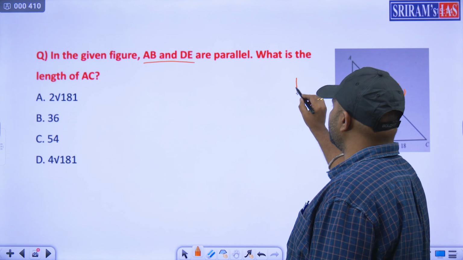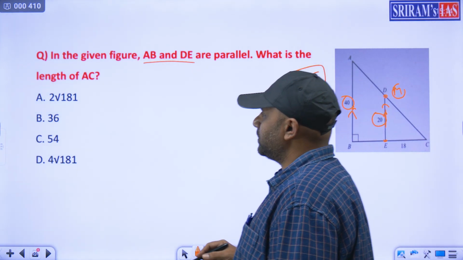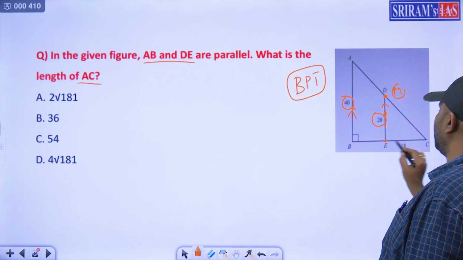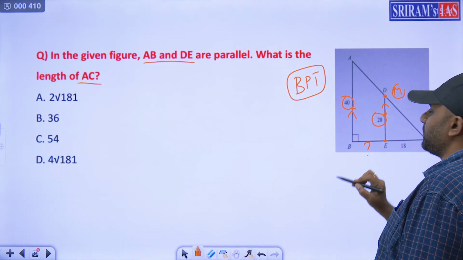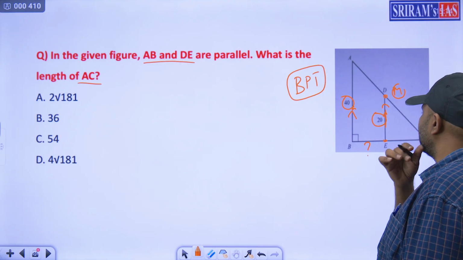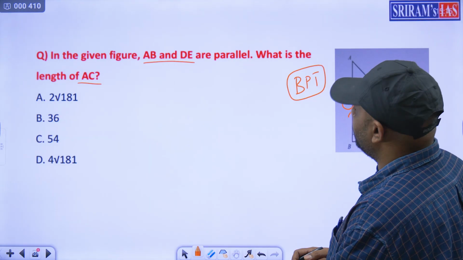According to the basic proportionality theorem, BPT, that is the major thing that you have to understand. Now, what is the length of AC? If I have to find AC, you know this is 40, this is 18. So, you need to find this part. If you can find this part, right angle triangle and solve the problem. So, how do we do it? From the given options, what is the length of AC?